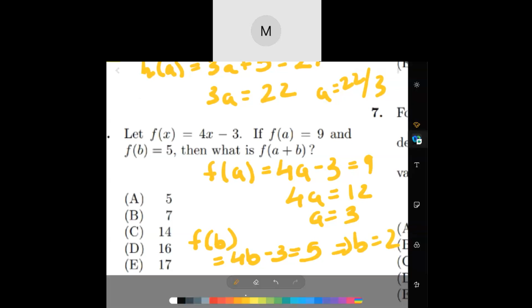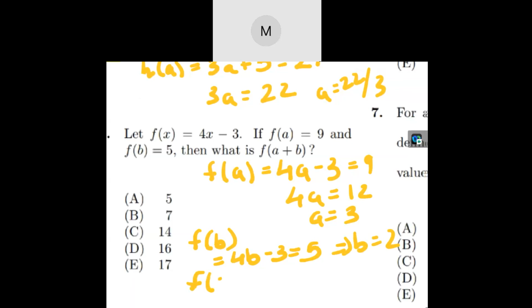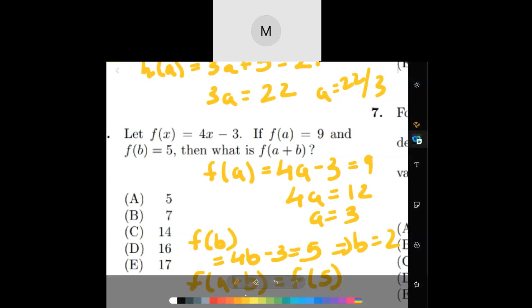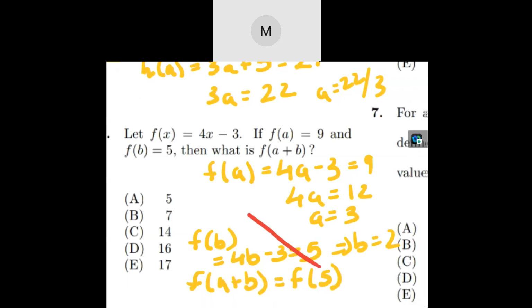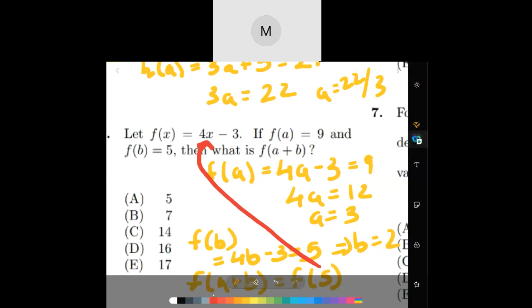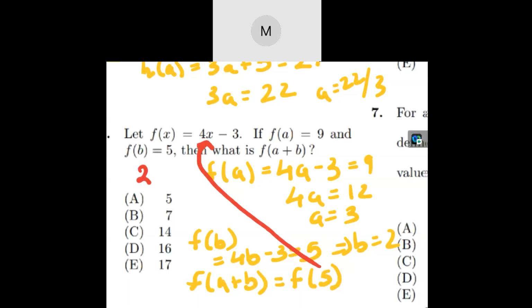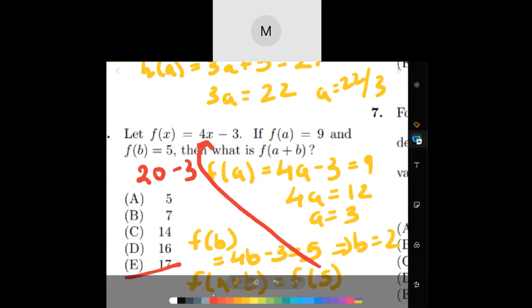Now we're looking for f of a plus b. f of a plus b, we have that as the same as f of 3 plus 2, or f of 5. And if I substitute the 5 in my equation here, I'm going to get 4 times 5 minus 3, or 20 minus 3, and that gives me my answer as 17. I hope that makes sense.